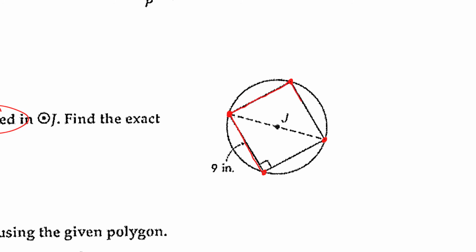How long does it say each side is? 9 inches. They're all 9, since it's a square, so they're all the same. And it wants us to find the circumference. Now, to find the circumference of a circle, what do we need? We need the diameter or the radius, one of those two. So what I need to know is how long the diameter is right here.